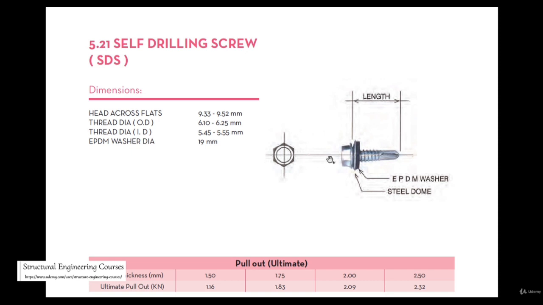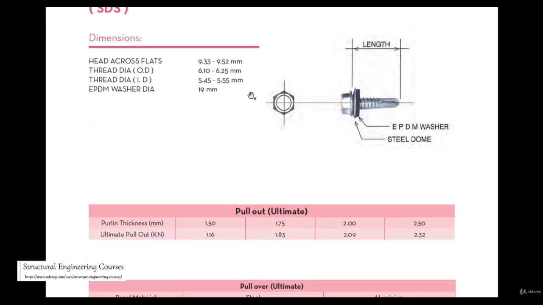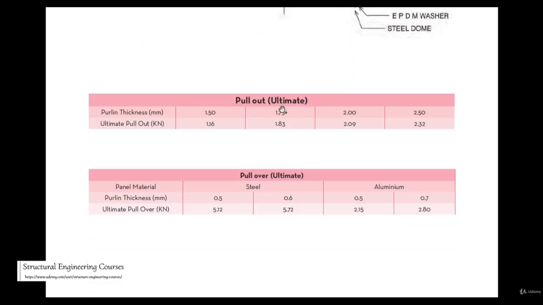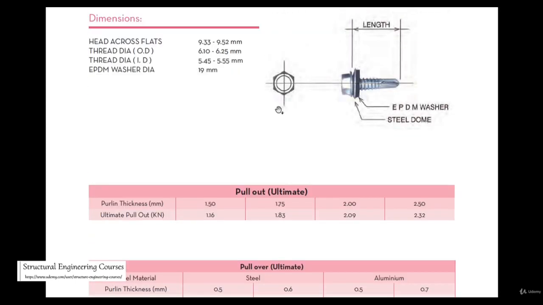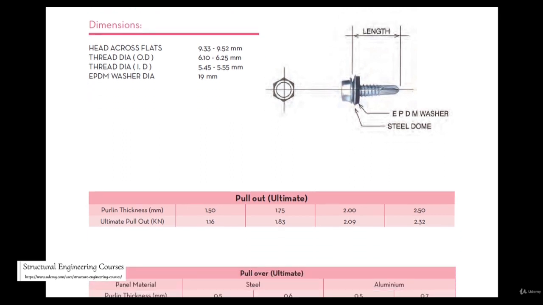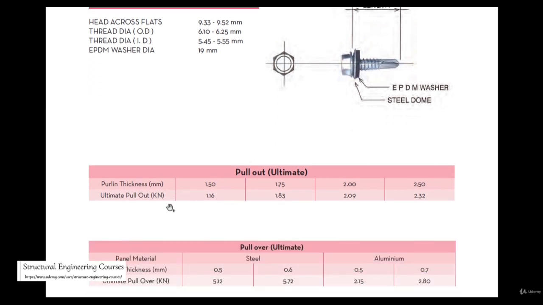These are self-drilling screws. Basically when we want to install the purlins on top of the main rafters, in that case we do install these self-drilling screws. The head can be in the range of 9.3 to 9.52 mm. EPDM washer diameter is usually in the range of 19 mm. These are the pull-out strengths of these anchors. When we are considering a 1.5 mm thickness purlin, the ultimate pullout is only 1.16 kilonewton.